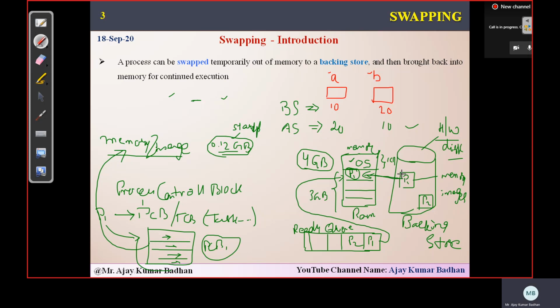So whenever you are bringing this particular process memory image into this RAM, your main memory, we call it swap in. Swap in, or we can also call it roll in. There are two terminologies we can use. Either you can use swap in or roll in.